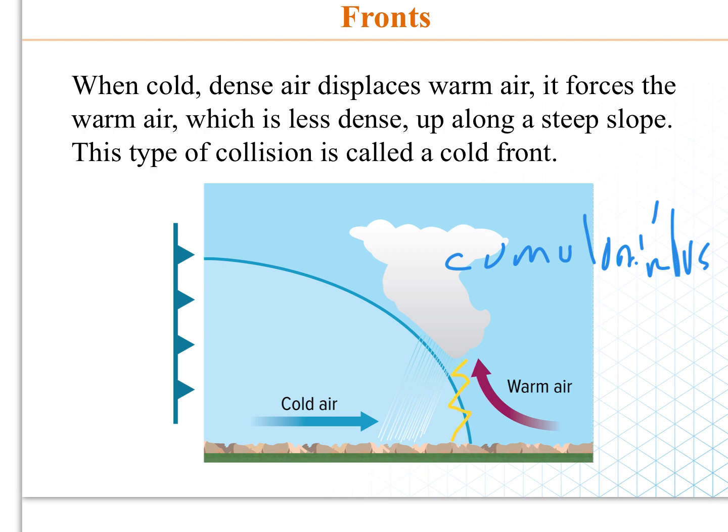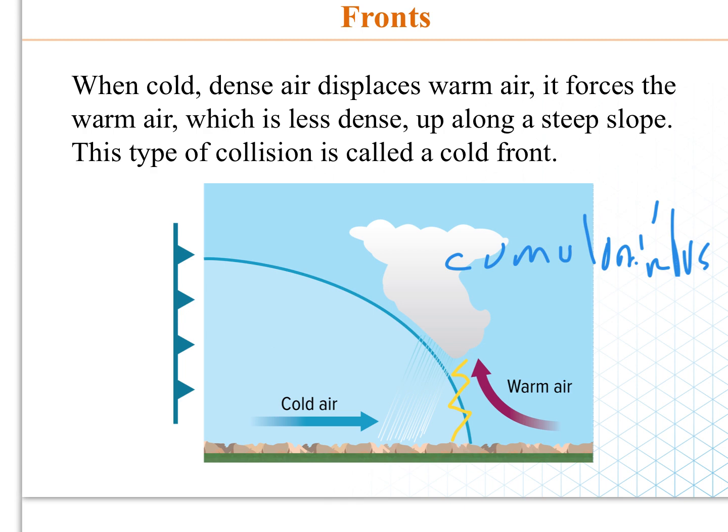All right. Now, go ahead and take a second and fill in what it says in those notes so that you understand, right? When cold, dense air displaces, meaning forcing upward, warm air, it forces the warm air, which is less dense, up along a steep slope. And that's what I said was the bulldozer, the steep slope. Think about a bulldozer coming in. That's almost a completely flat, almost 90 degrees panel that pushes soil. So here we have this sharp angle that's forcing the warm air up and out.